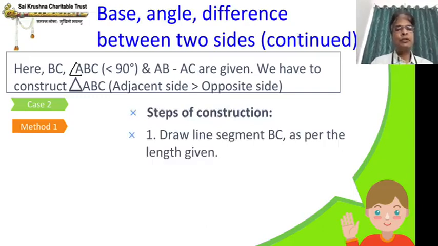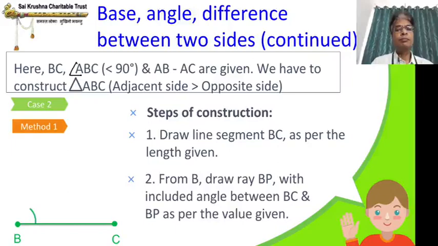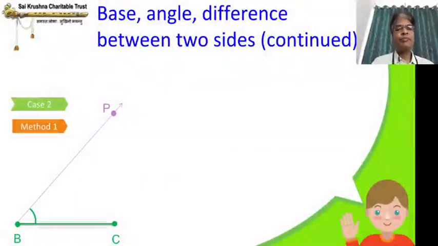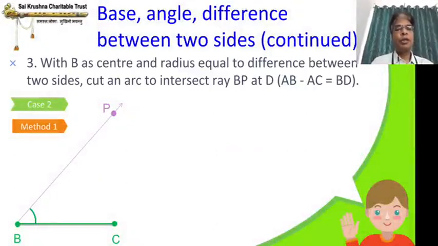First page as usual, same. Now let me go to the next page. Point number 3 again same, except, yes. Now point number 3 is different between case 1 and case 2. Carefully see where I am locating D. B as center and radius equal to difference between two sides, cut an arc to intersect ray BP at D.